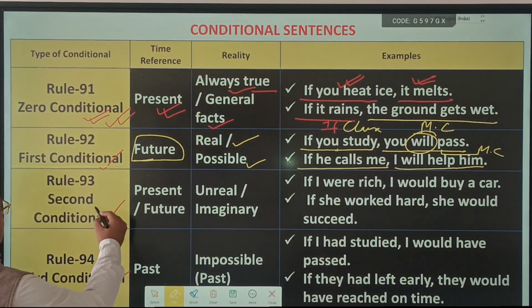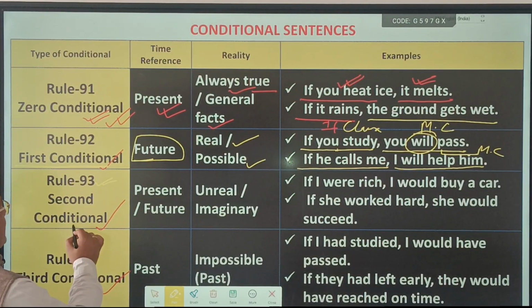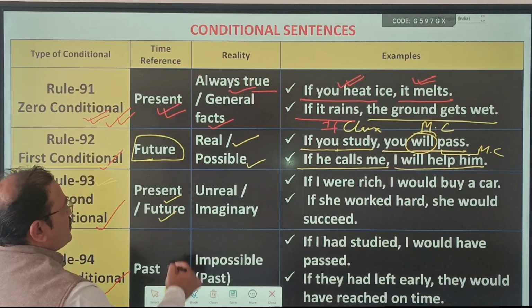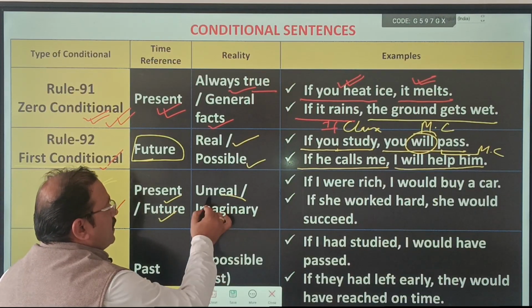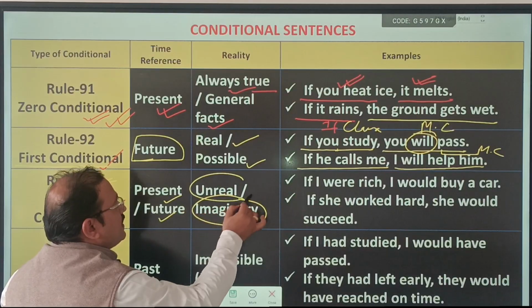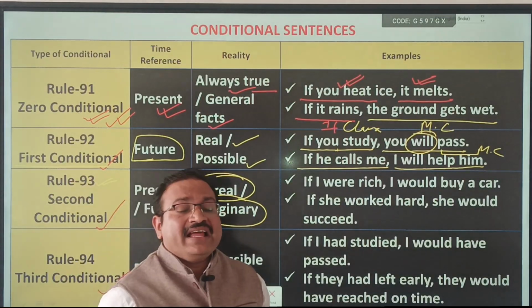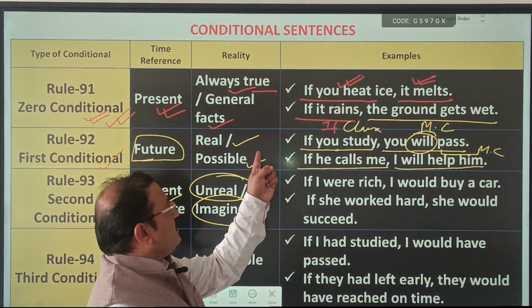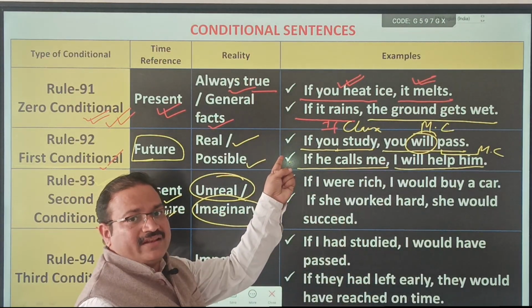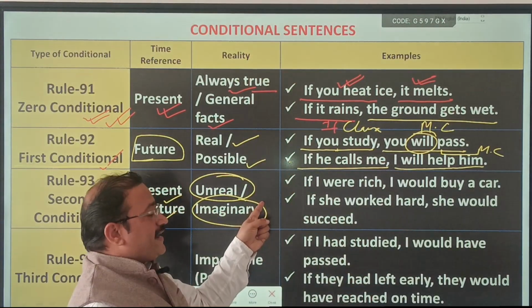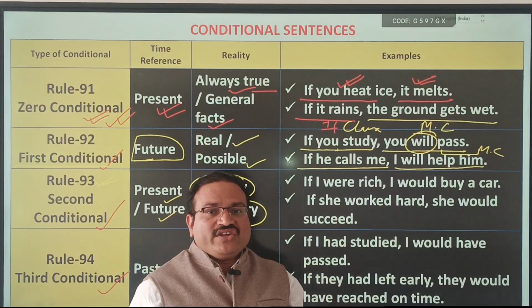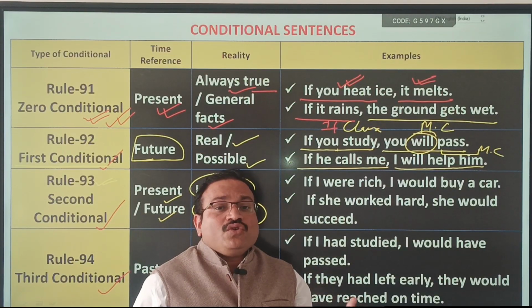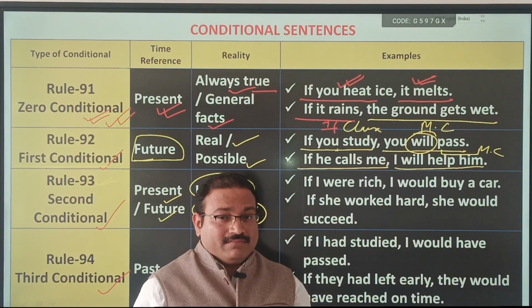Now, rule number 93, second conditional sentence. Second conditional sentence again talks about present and future, but it expresses something unreal, hypothetical, and imaginary situation. Here, the situation was quite possible, real. But in second one, it is imaginary, unreal situation, which is almost not possible to happen.